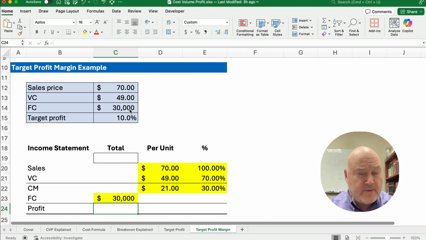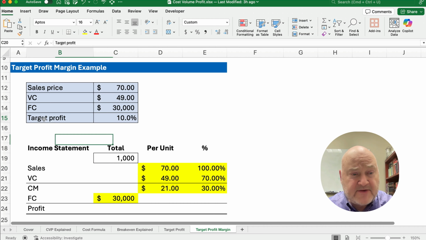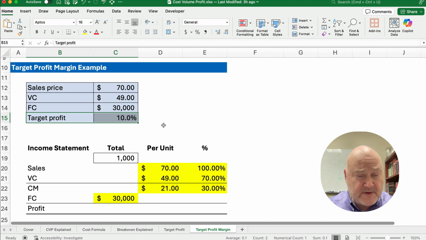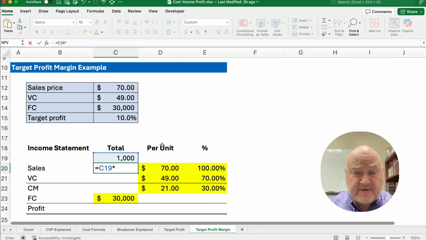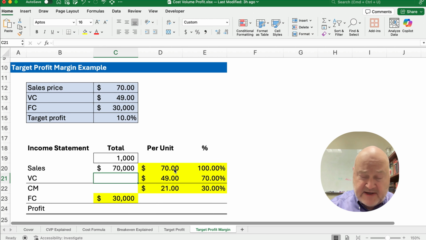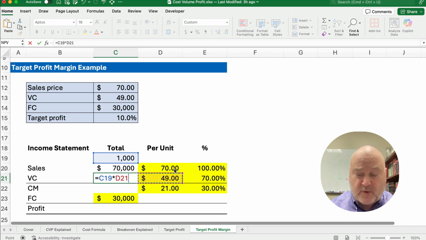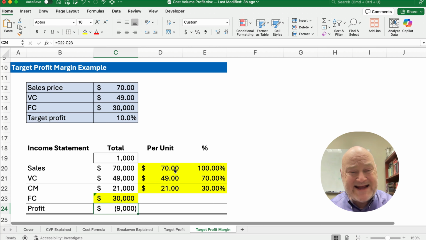Now, what would the cost formula be? The cost formula would be $30,000 plus $49 times the number of units. I'm just going to pick a number, 1,000, because ultimately what we want is a target profit of 10%. But I'm going to put in 1,000 and run the math to get everything working, and then we'll figure out the target profit. 1,000 units times 70 is 70,000. 1,000 units times $49 is 49,000. Then 70 minus the 49 is 21, and the 21,000 minus the 30,000 is a negative $9,000.